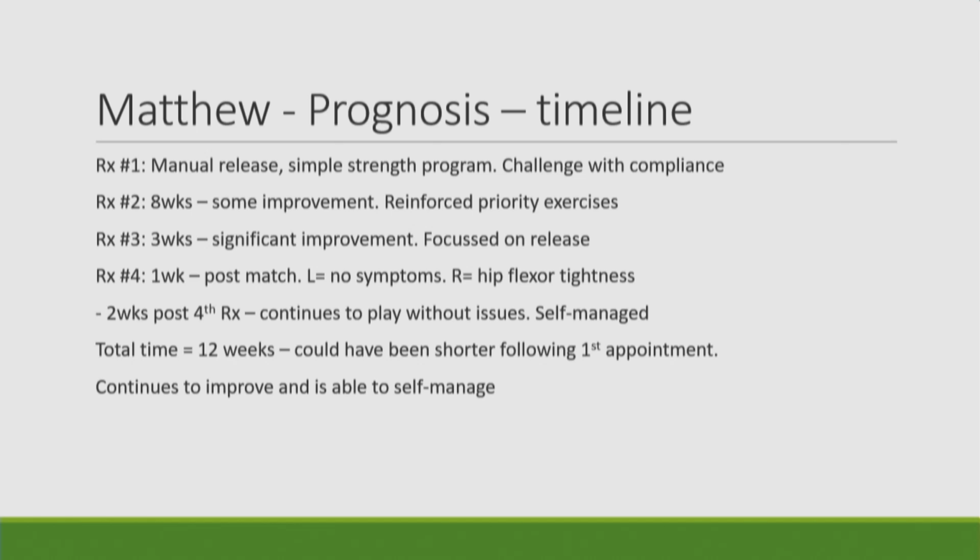So let's look at a bit of a prognosis timeline that we had with Matthew. So the first treatment he came in, we just did a manual release, simple strengthening program, but we had some challenges with compliance. The second treatment was about 8 weeks afterwards. We had some improvement and we reinforced the priority exercises. So we really had to reinforce what was going to give him the best return on investment for his time and what he needed to focus on. The third treatment, we had significant improvement. And it was really just focused on the release, just the built-up tension that we saw globally. Treatment number 4 was post-match.